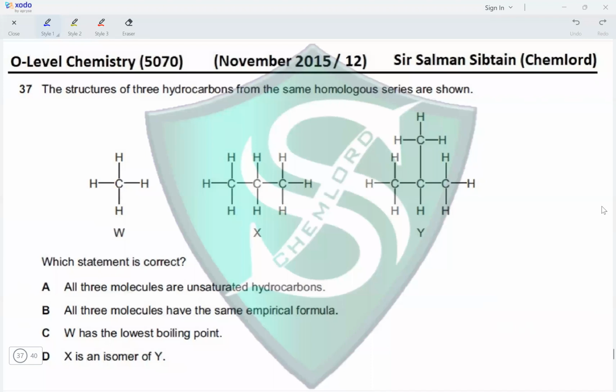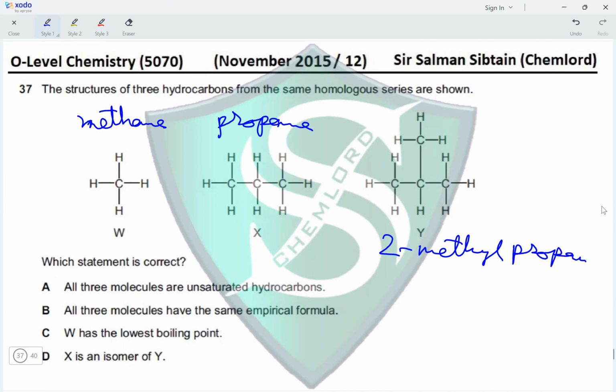Question 37. The structures of three hydrocarbons from the same homologous series are shown. So this is methane, this is propane, and this is 2-methylpropane, which is an isomer of butane. Which statement is correct?